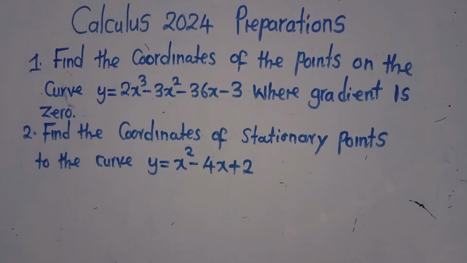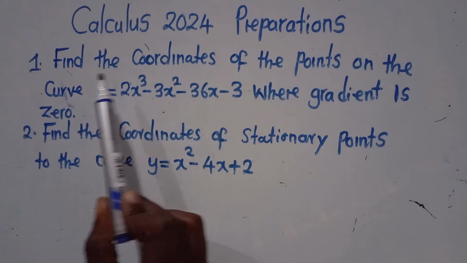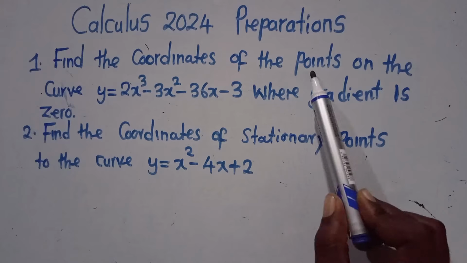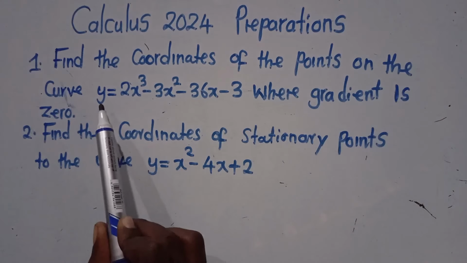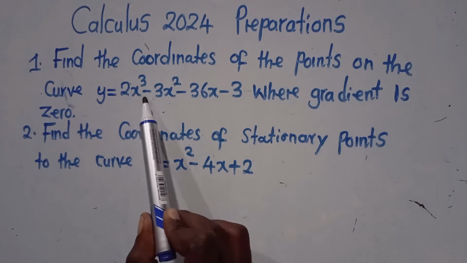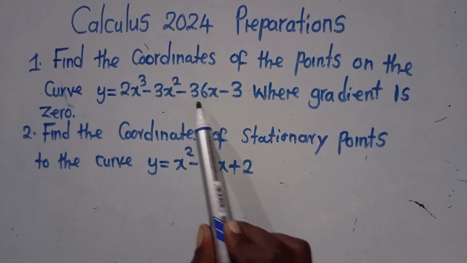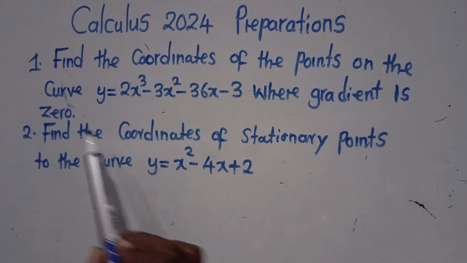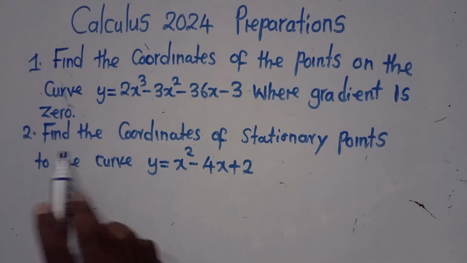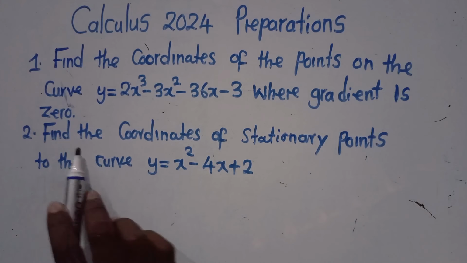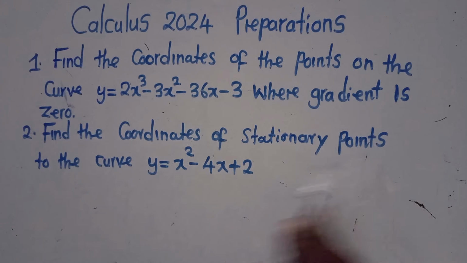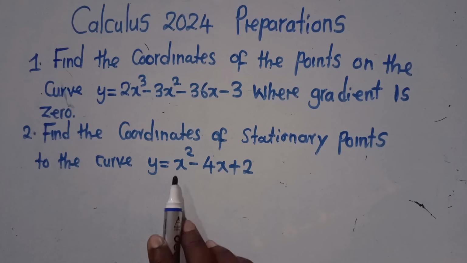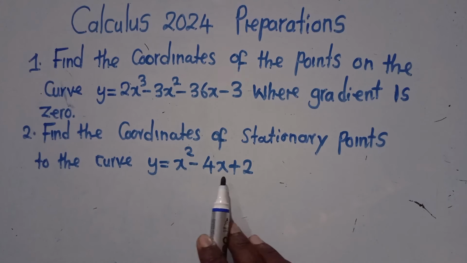So the question is saying, this is the first question: find the coordinates of the points on the curve y is equal to 2x cubed minus 3x squared minus 36x minus 3, where gradient is 0. The next question, our second question, says: find the coordinates of the stationary points to the curve y is equal to x squared minus 4x plus 2. These are two important questions that we are given.